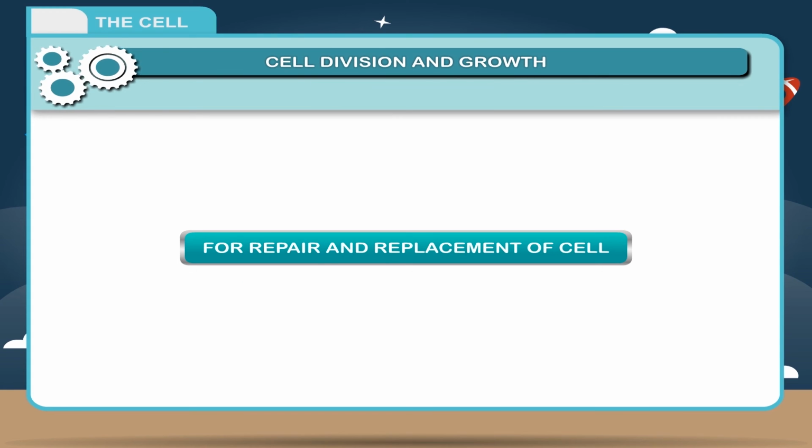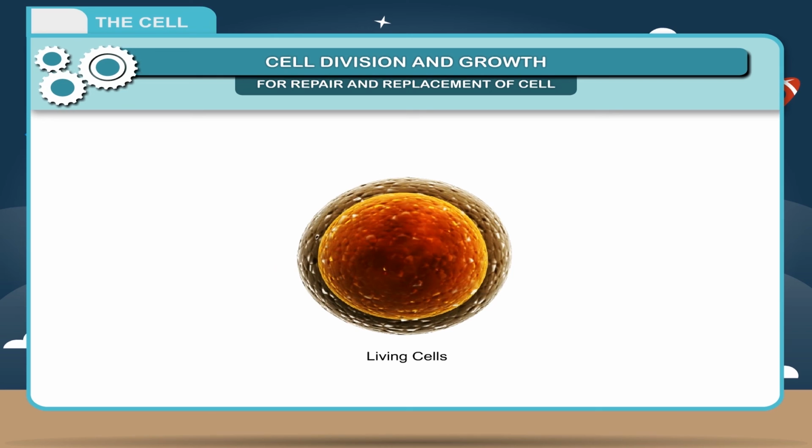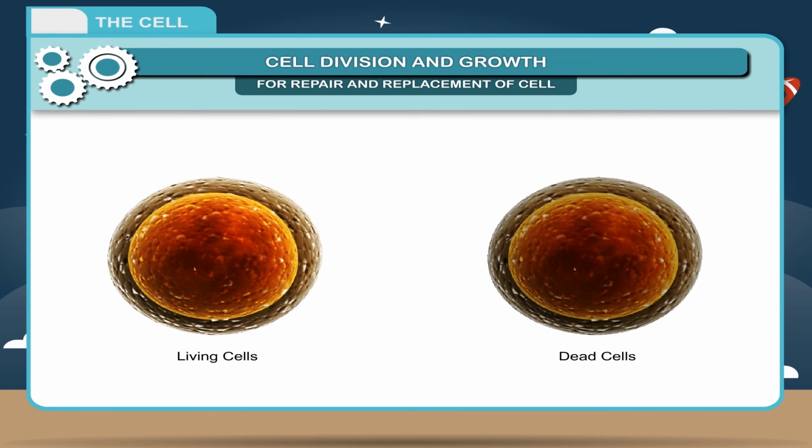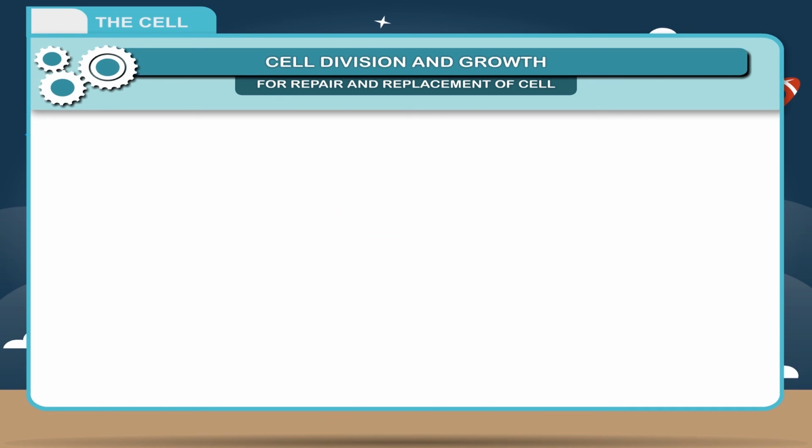For repair and replacement of cells. Almost all cells of all living organisms have a limited lifespan. After that, they die. So, after some time, old cells are replaced with new cells. The process of cell division helps to replace dead and worn-out cells.